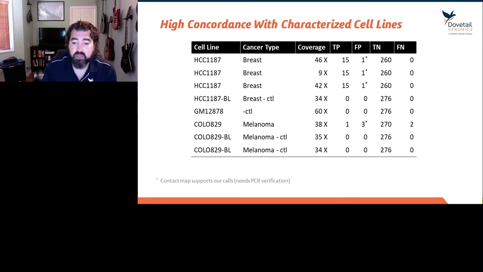And those asterisks in the false positive column indicate contacts that actually are supported. So these are translocation events that are supported by our contact matrices that have yet to be characterized in these cell lines. And in a bit, we'll show you exactly what those false positives that we think are true positives look like. And then we're capturing very few false negatives with our data type as well. So this works across a range of sample types or cancer types, as well as a range of sequence depth.